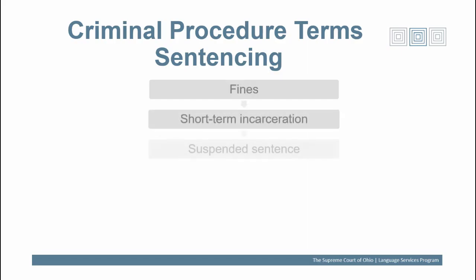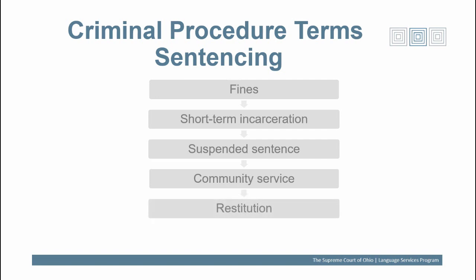Other legal terms heard during the sentencing phase can also include fines, short-term incarceration, suspended sentences, which only take effect if the convict fails to meet certain conditions, payment of restitution to the victim, community service, or drug and alcohol rehabilitation for minor crimes.